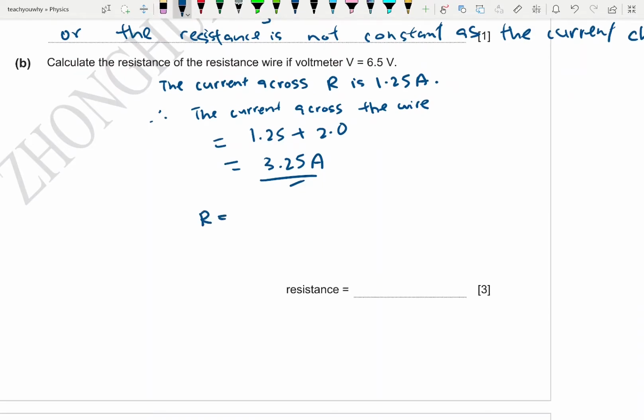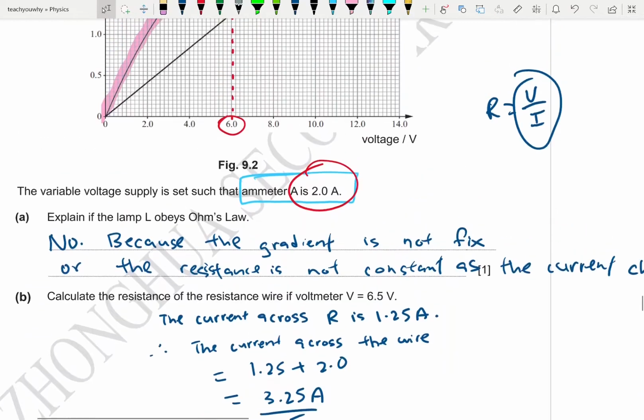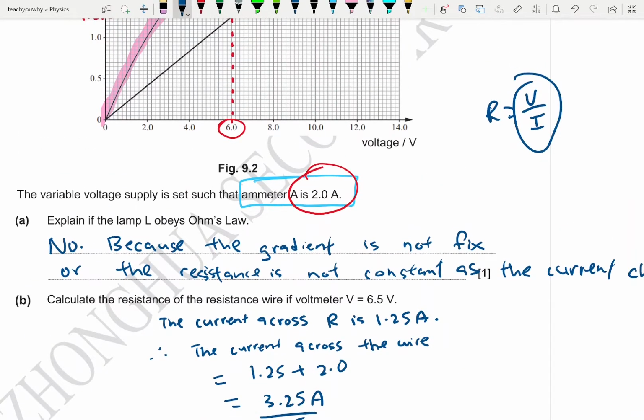Resistance R is equal to V over I. So 6.5 divided by 3.25, you get 2 ohms. Okay, 2 ohms. Right. Okay, so for this question, you really need to pay attention to every single detail.